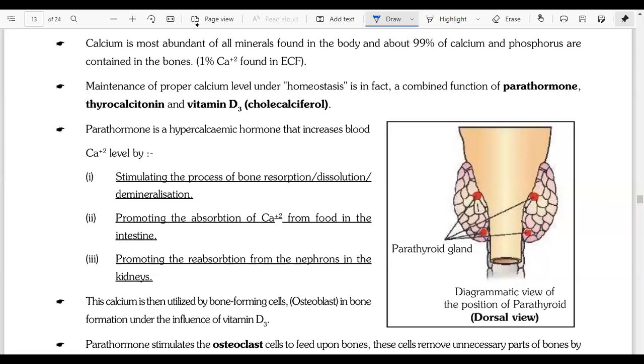So basically, this is the thyroid gland and the parathyroid gland. At the back of the thyroid gland, or the dorsal surface of the thyroid gland, we have parathyroid, which is point number 2 in pairs, which we have already read in the last lecture.